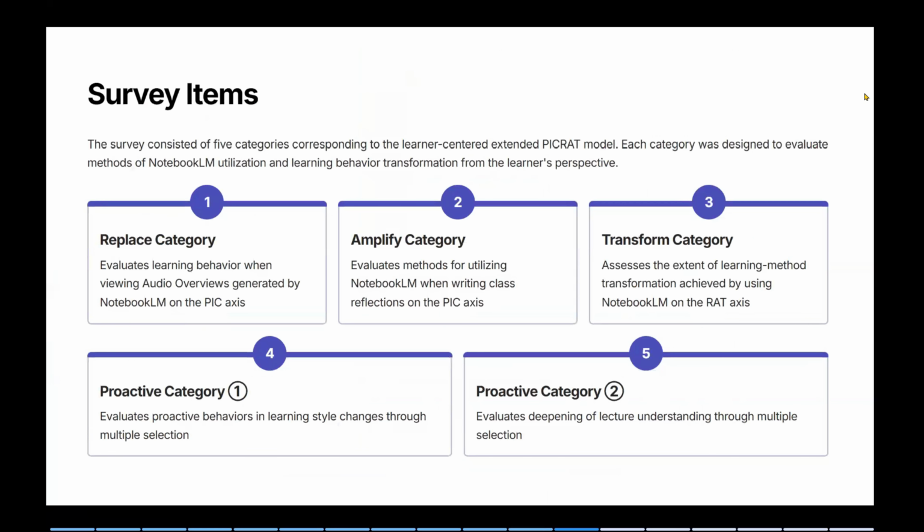Our survey had 5 categories. Replacement category: how did students use the audio overviews? Amplify category: how did students write reflections? Transform category: how much did the learning method change? Proactive categories: did students show proactive behaviors? Each question was designed from the learner's perspective.